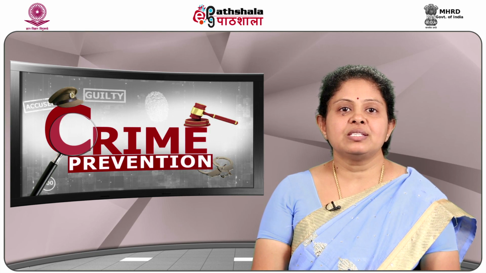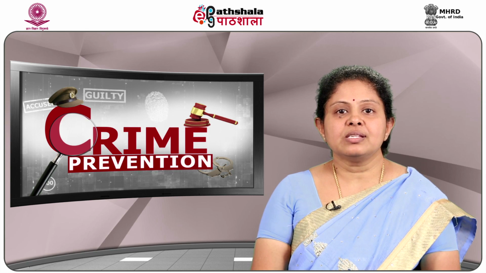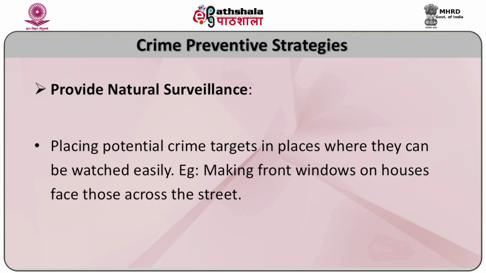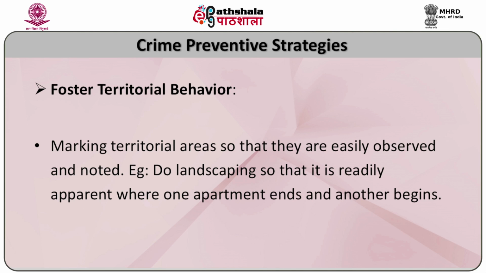It provides the following design principles. Control natural access, encouraging people to go where they will do no harm or receive no harm, like using hedges, shrubs, gates and fences to direct people to the entrance and exit of buildings. Provide natural surveillance, placing potential crime targets in places where they can be watched easily, such as making front windows on houses face those across the street. Foster territorial behavior, marking territorial areas so that they are easily observed and noted. Example, do landscaping so that it is readily apparent where one apartment ends and another apartment begins.